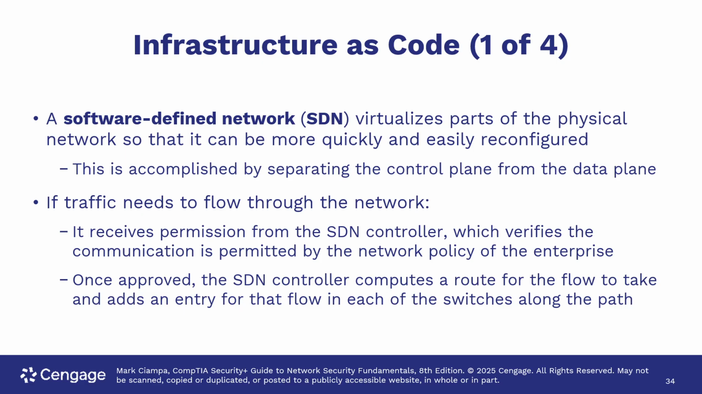Okay. If the traffic needs to flow through the network, it receives permission from the software-defined network controller, which verifies the communication is permitted by the network policy of the enterprise. Once approved, the software-defined network controller computes a route for the flow to take place and then adds an entry for that flow in each of the switches along the path.